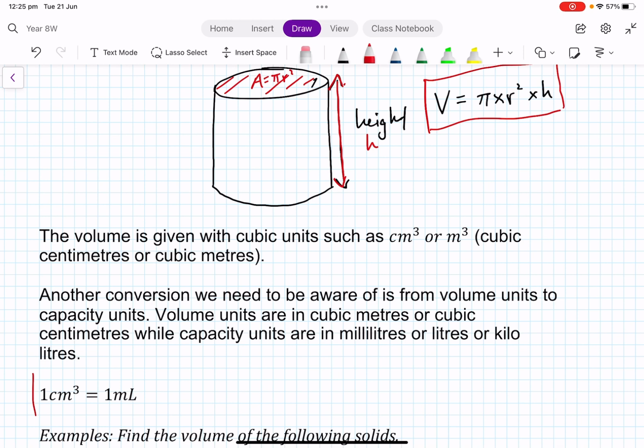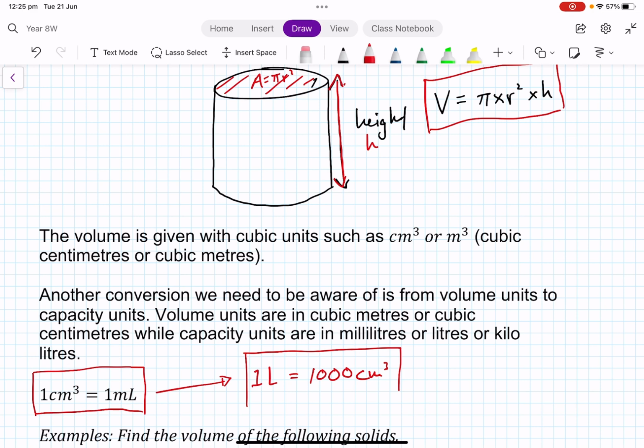I'll talk more about that when I see you. But 1 cubic centimeter is 1 milliliter. Another one you can take from this is that 1 liter is equal to 1,000 milliliters, because there's 1,000 milliliters in a liter. So 1,000 cubic centimeters is 1 liter. That may come up as we go along. So let's have a look at some examples together.